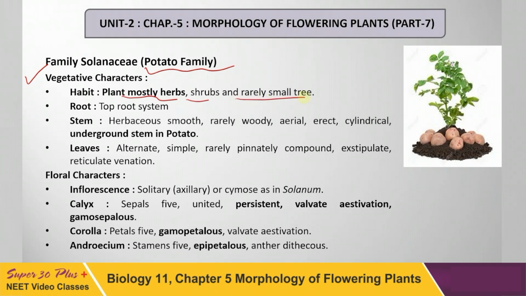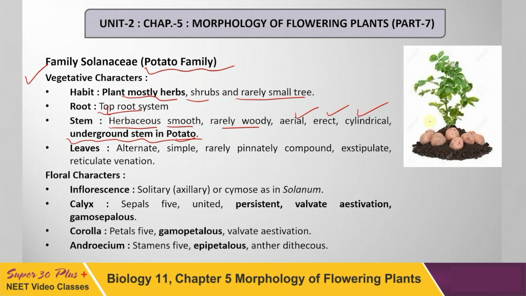The plants of this family have a taproot system. I told you what you mean by taproot system. The stem is herbaceous, this is smooth, rarely that will be woody. The stem is aerial, erect and cylindrical, but in some cases the stem may become underground because it has stored the food, as in case of potato.